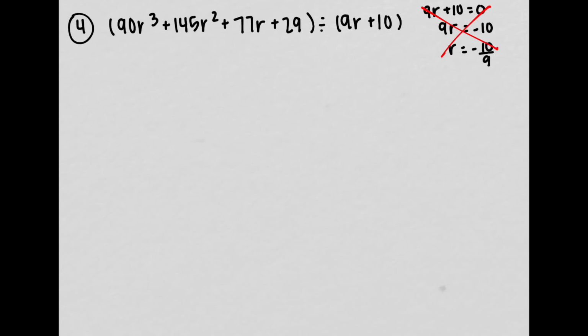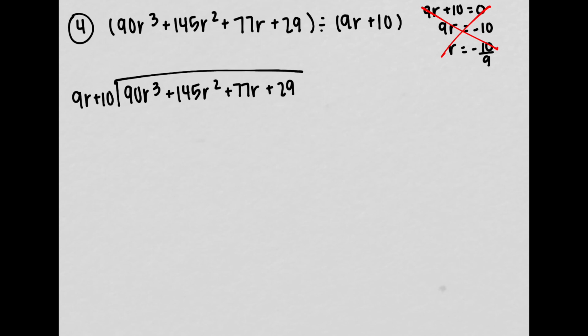Alright, so I'm going to go ahead and set up my problem for long division. That 9r plus 10 is going to be on the outside. And on the inside of my division problem, I'm going to have 90r cubed plus 145r squared plus 77r plus 29. Now, how do I turn 9r into 90r cubed? I multiply it by 10r squared. When you multiply it out, you end up getting 90r cubed plus 100r squared.